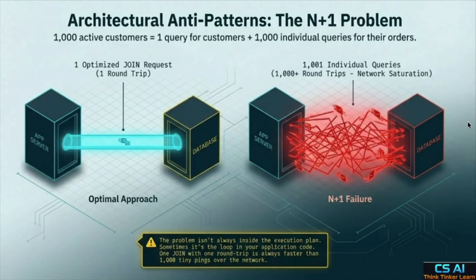The problem isn't always inside the database. Sometimes it's the application code loop called the N+1 problem. Fetching 1000 customers and then firing 1000 tiny pings over the network to get their orders will saturate your network and create massive latency. One optimized join with a single round trip is almost always faster than 1000 tiny pings, regardless of how fast your database is.